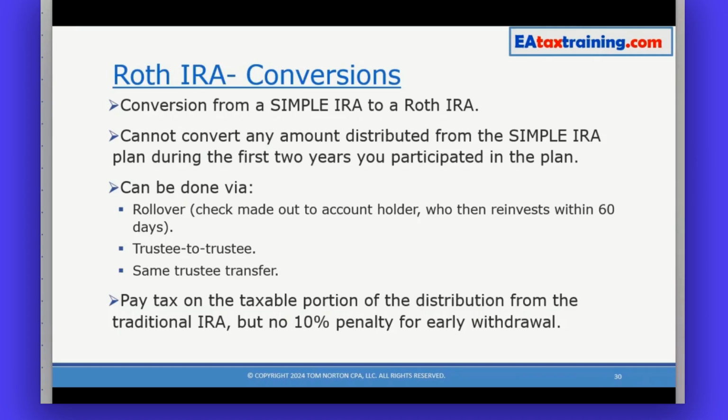You can do a rollover with a check being made out to you and doing it within 60 days. It can be trustee to trustee, or it can be a same trustee transfer. And again, you do have to pay tax because the SIMPLE IRA is usually going to be a traditional type of plan. And so you're going to have to pay tax on that distribution, but you do not have to pay the 10% penalty for early withdrawal.